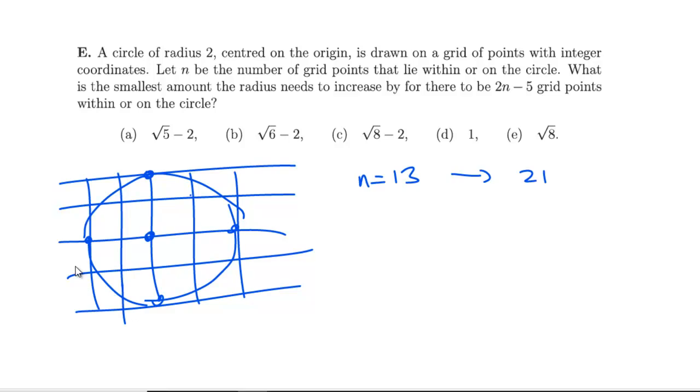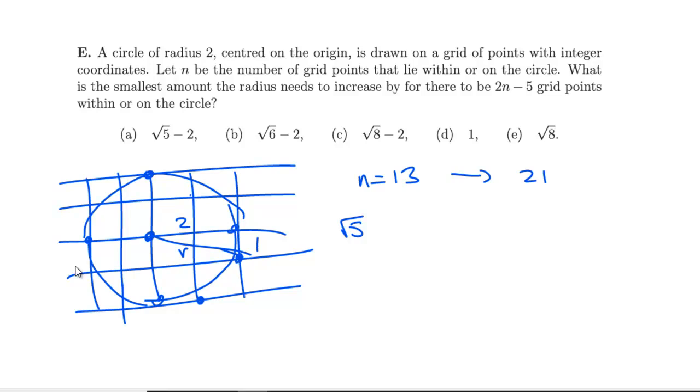So we need to add 8. So we want to add 2 in each quadrant. So we can stretch out to include that one and that one. So we want to get our radius up to, that's our radius, that's 2 by 1. So we want to go up to root 5. That's where we started. What is the smallest amount?